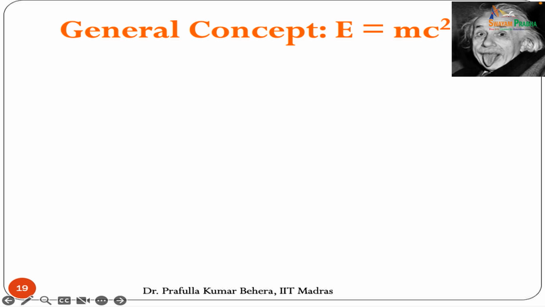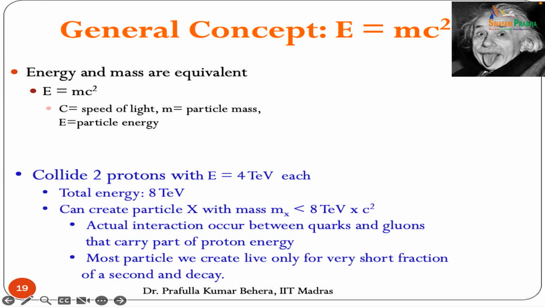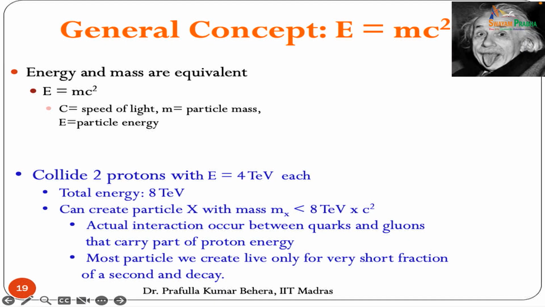E is equal to mc square. How do we go there actually? This is your question. We have to collide 2 protons with, let's say, 4 TeV, tera electron volt each. You can figure out the conversion now. Total energy available will be 8 tera electron volt. What does an accelerator do? You can recreate a new particle if the mass is less than the total energy available. That is how you design the accelerator.